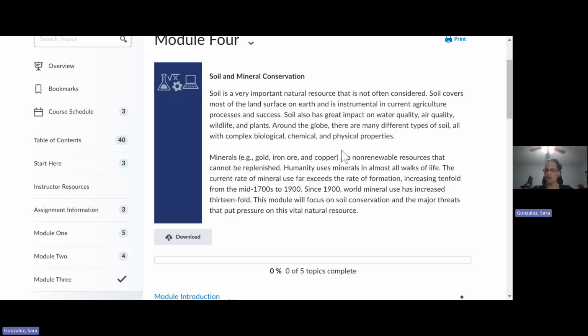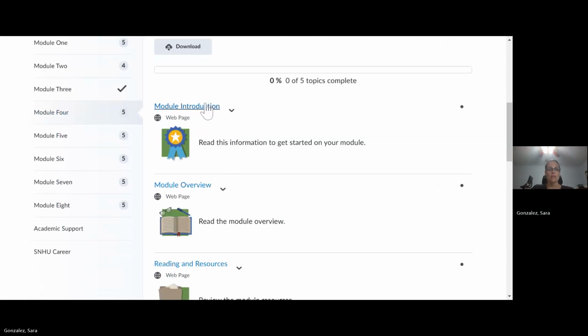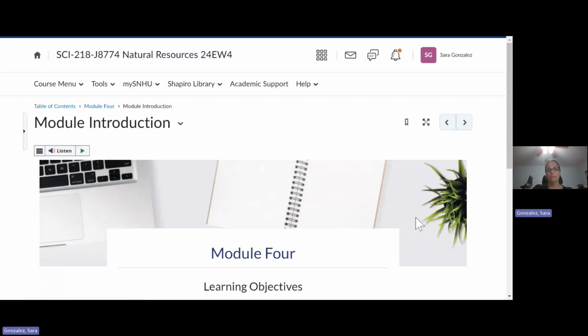Another component of soil is looking at minerals. And minerals are these non-renewable resources. We consider minerals to be gold or copper. And we also need minerals in the soil because we eventually absorb it by eating the crops coming from that soil. So again, look over the module introduction.